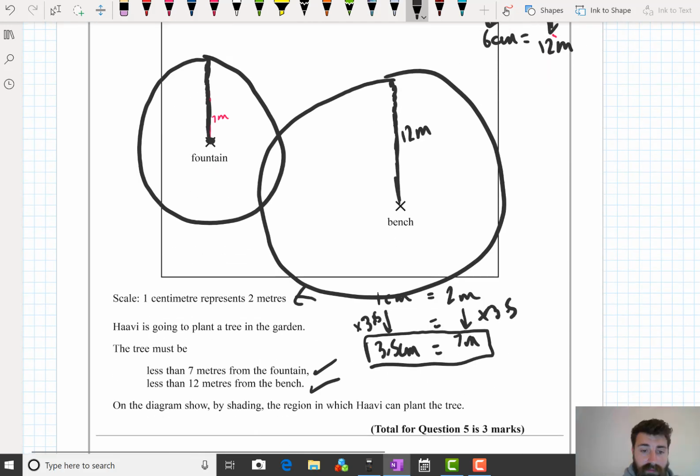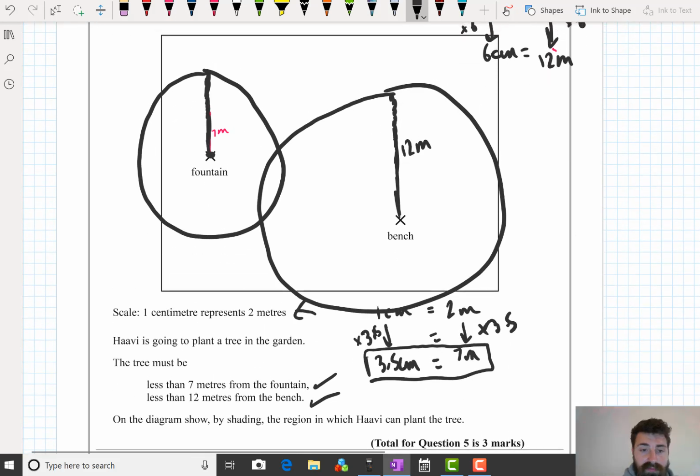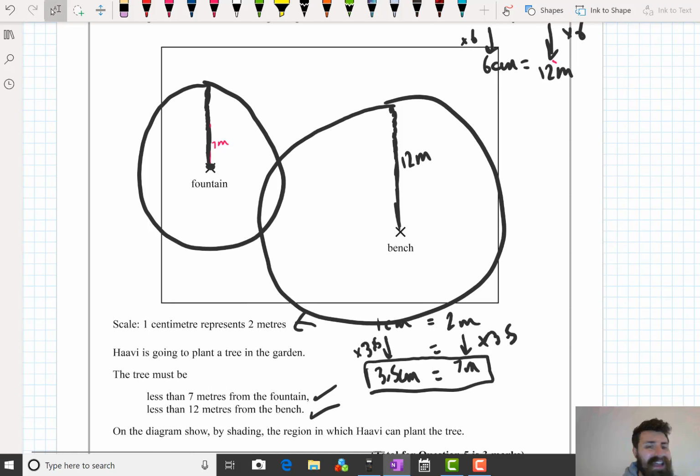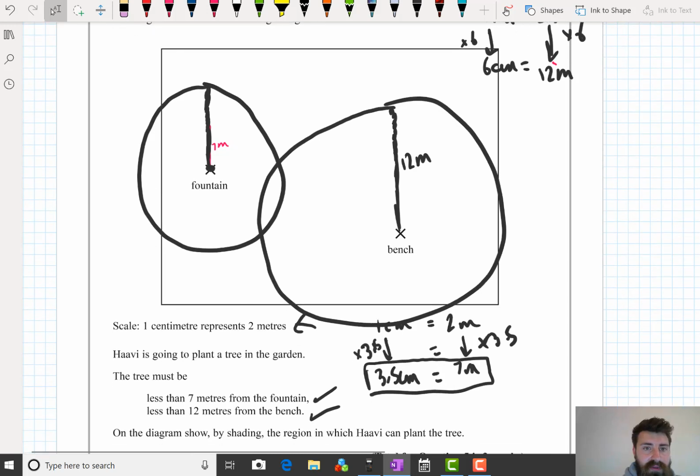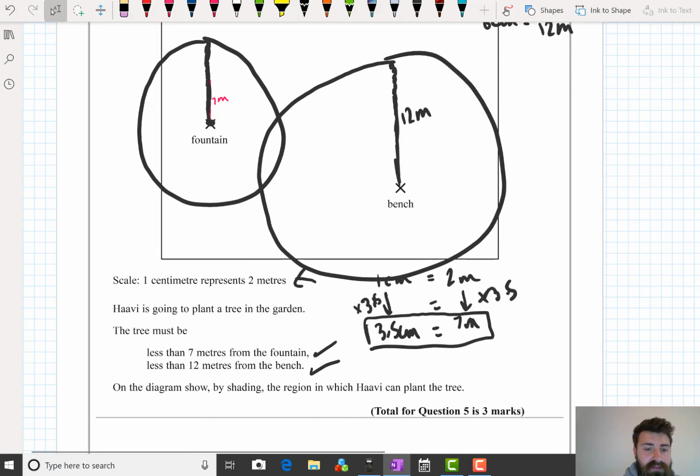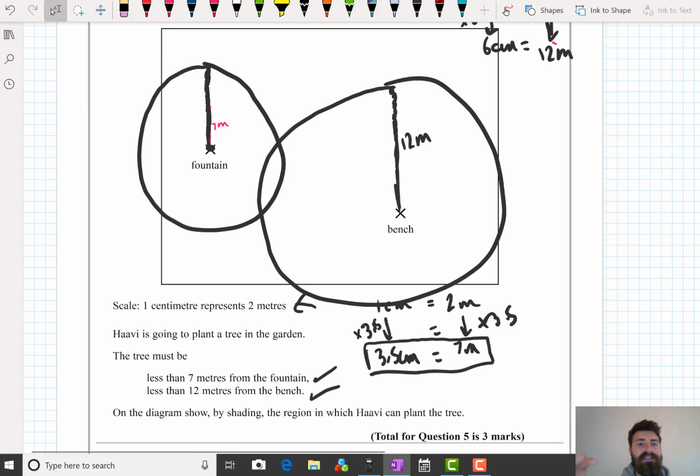Now what does it say? On the diagram, show by shading the region in which Harvey can plant his tree. Because it has to be less than 7 meters from the fountain and less than 12 meters from the bench. So you couldn't pick a point here because that's not less than 12 meters from the bench. Although it's less than 7 meters from the fountain, it's not less than 12 meters from the bench. What you're looking for is this little region here, this overlap.